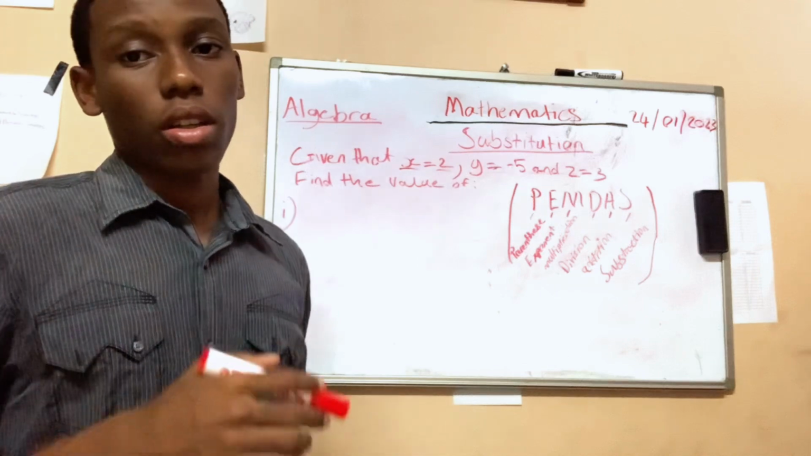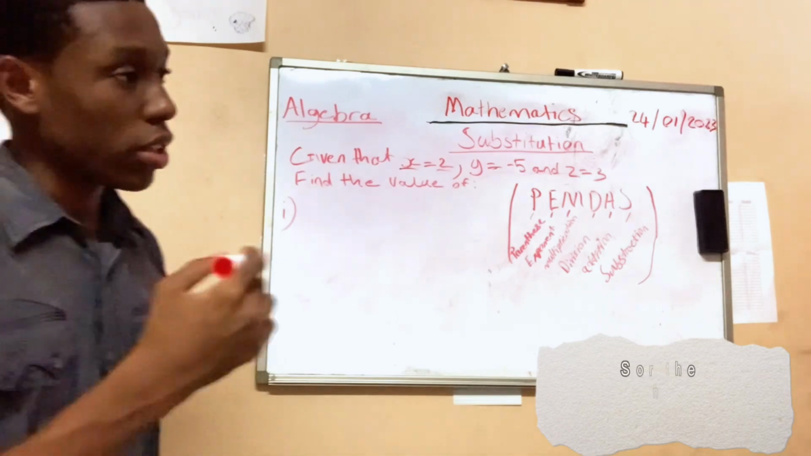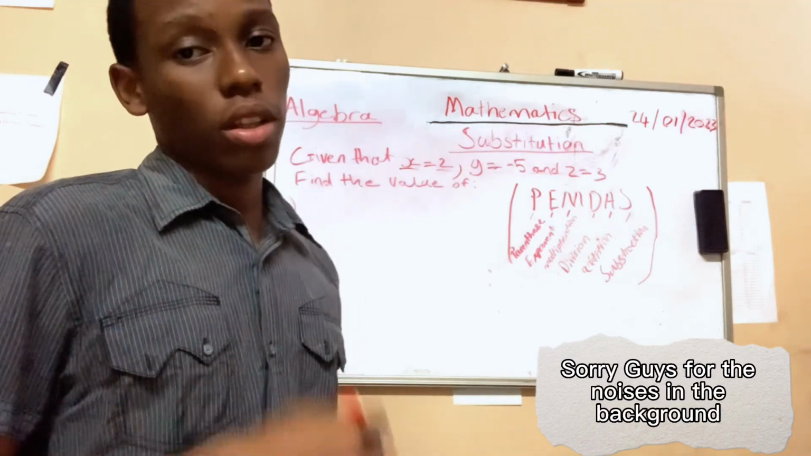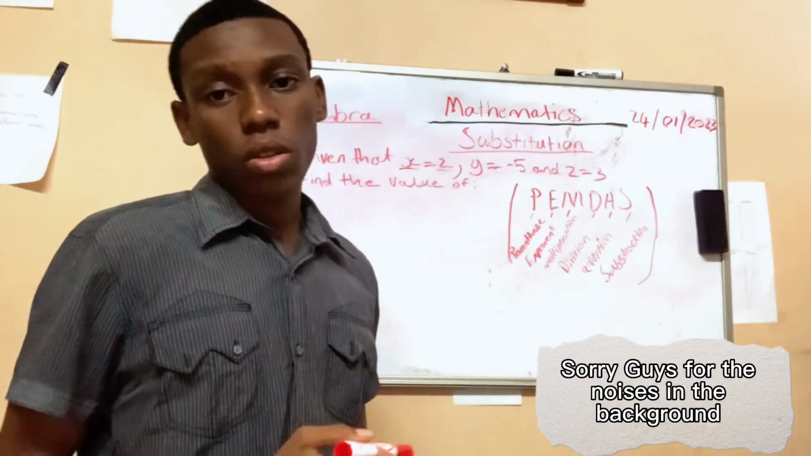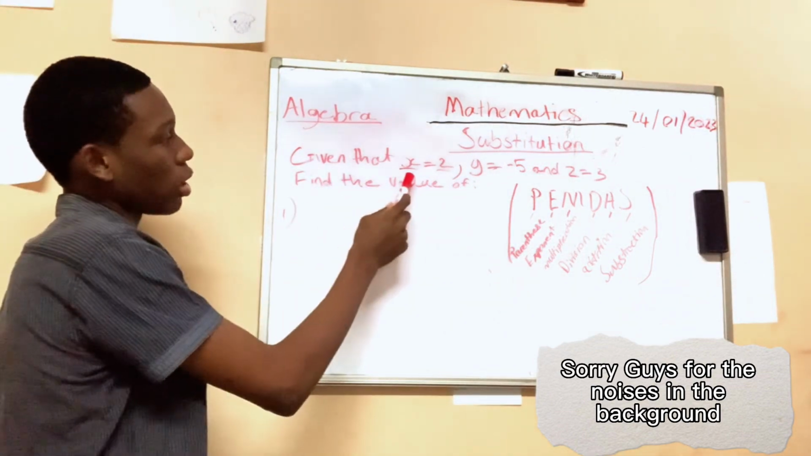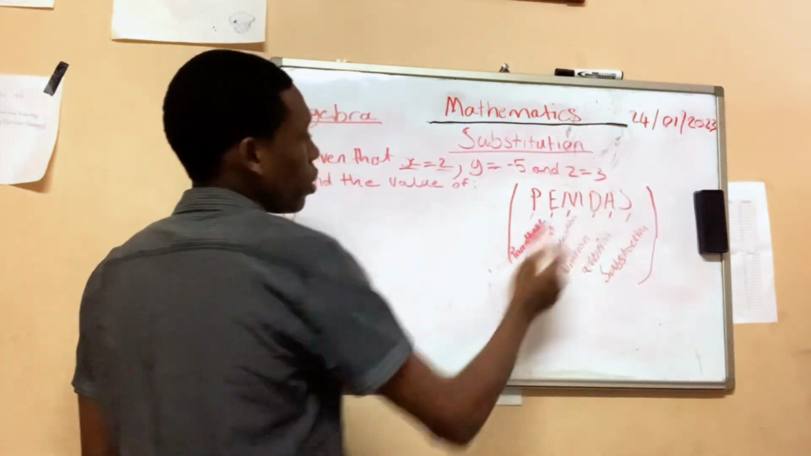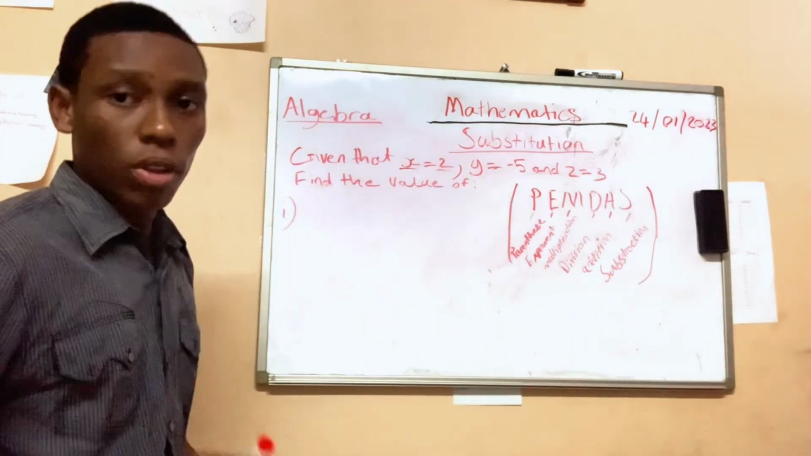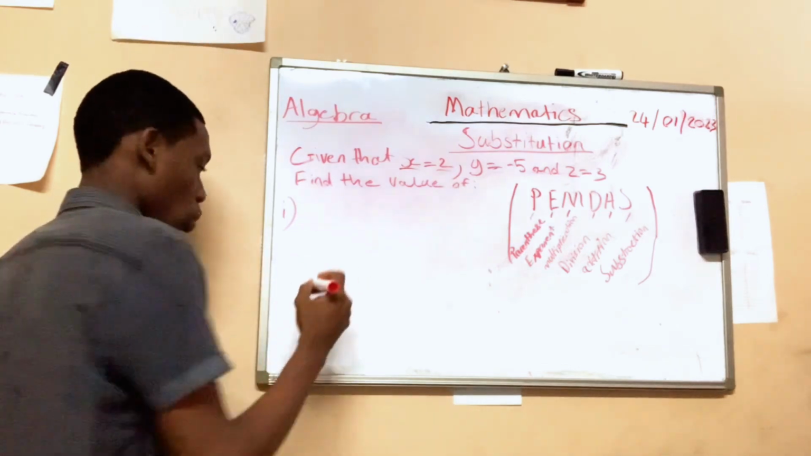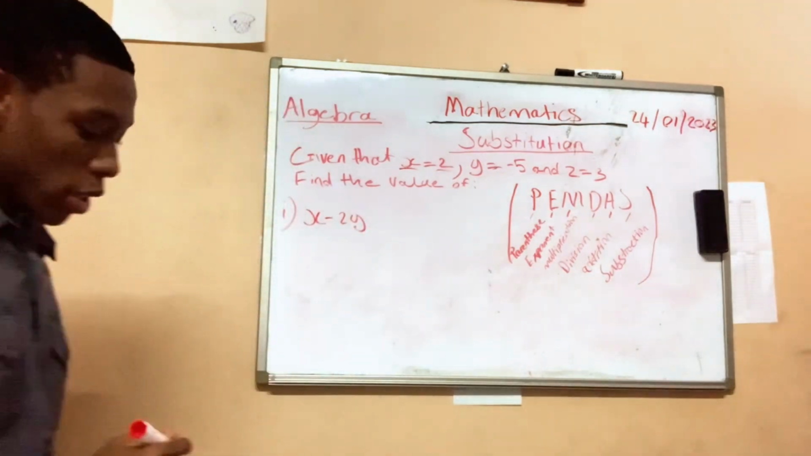First thing first, what is substitution? Substitution is like exchanging something for another. So basically exchanging x for 2, exchanging y for 3. That is basically substitution. So in this case we are given that x equals 2, y equals -5, z equals 3. Let me give you a question: find the value of x minus 2y.